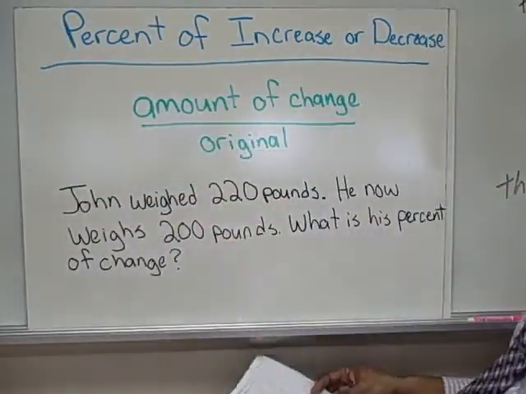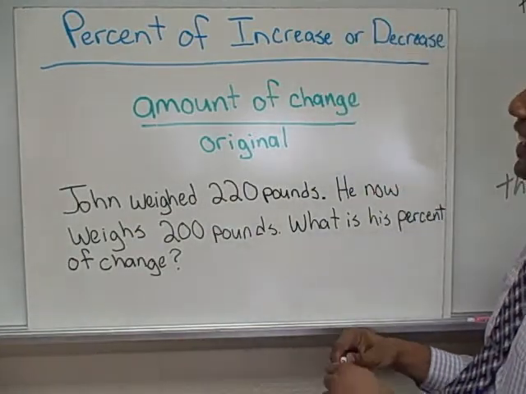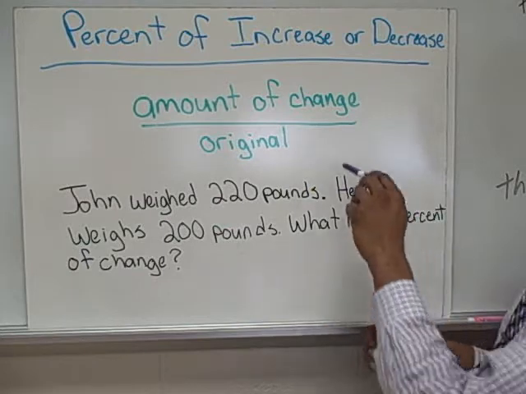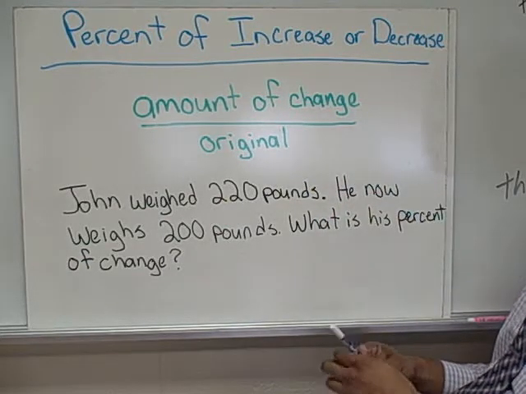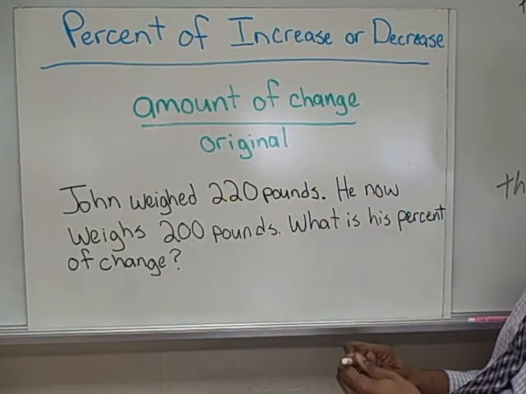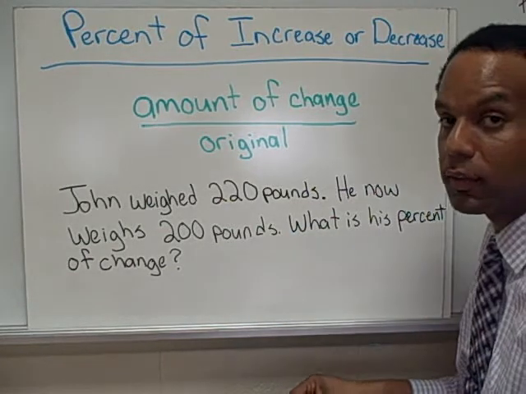Next we have percent of change. So the formula for percent of change is the amount of change over the original. So we have our problem here. John weighed 220 pounds. He now weighs 200 pounds. What is his percent of change?